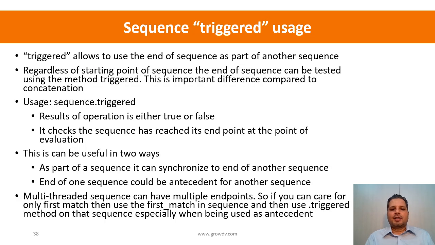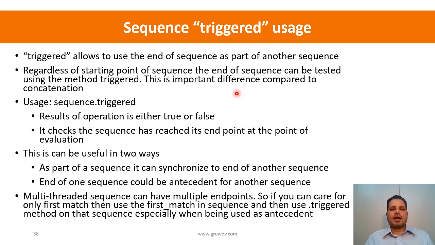Okay, the dot triggered is another property of sequence that can be used to indicate the end of a sequence. So you will be seeing dot triggered for the event as well. So it's on similar lines, not exactly the same. Triggered allows us to find out the end of a sequence, okay, and this can be used as a part of another sequence. Now the question that might come to us is, how is it different from concatenation, right?